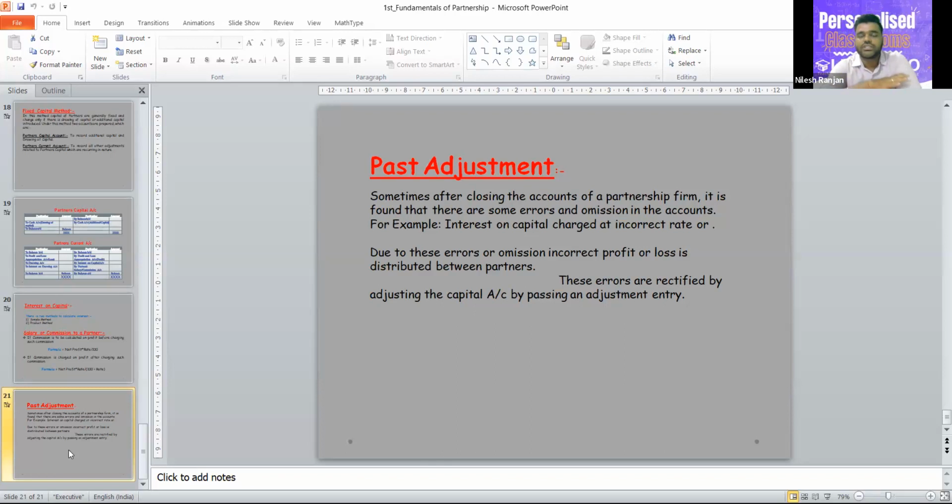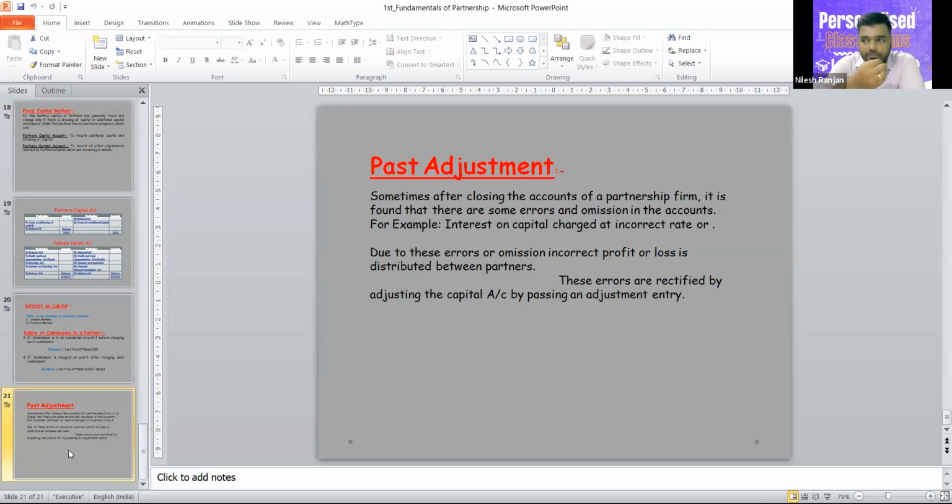Okay, and we have to adjust these items in our books, but our books are already prepared. So how will we adjust these items? You can see here, due to these errors or omissions, incorrect profit or loss is distributed between partners. These errors are rectified by adjusting the capital account by passing an adjustment entry. So we don't adjust these items in our general accounts, like in profit and loss, profit and loss appropriation account, or balance sheet. We don't adjust these items. What we do is adjust these items through the capital account.